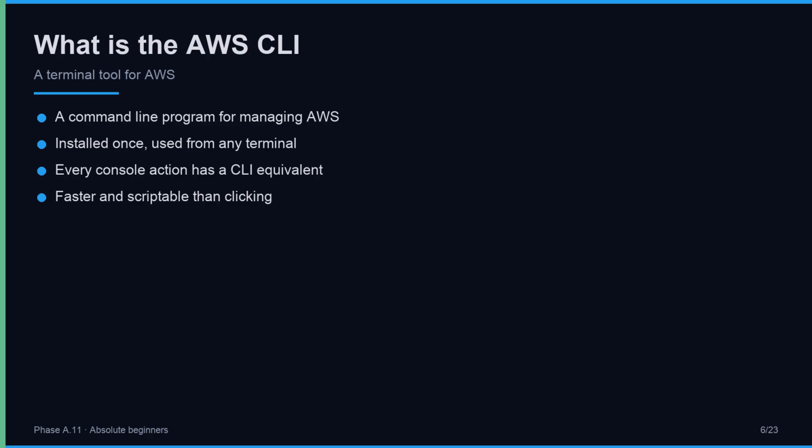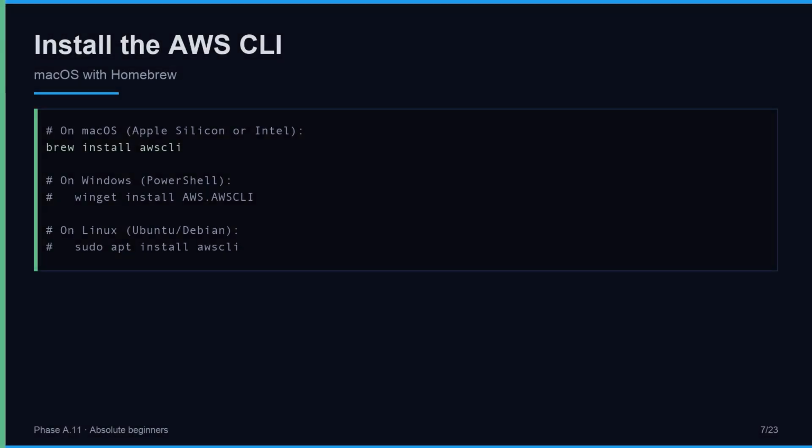The advantage of the command line is speed and repeatability. You can put commands in a script and run them again and again. For this course, the CLI is how we deploy and invoke Python Lambda functions. Faster than clicking, install the AWS CLI with the package manager for your system.